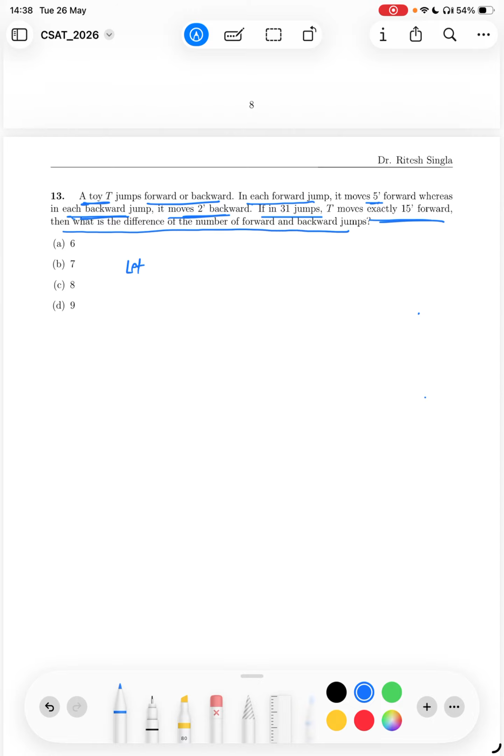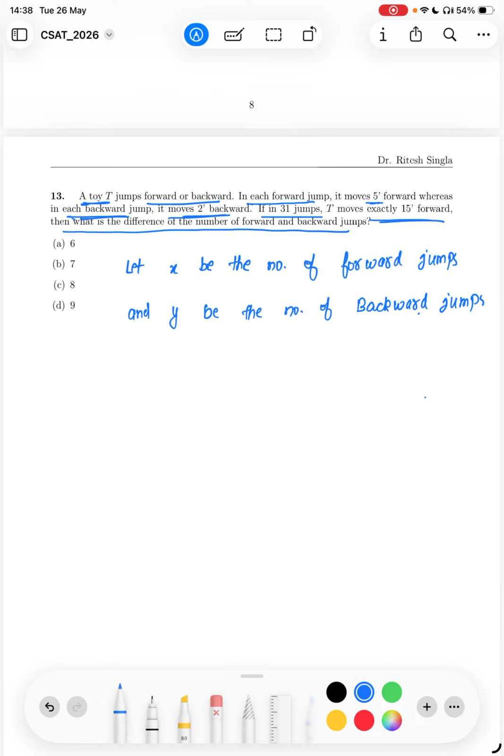So let us start with, let x be the number of forward jumps and y be the number of backward jumps. All right. So according to the question, total number of jumps is x plus y is equal to 31.